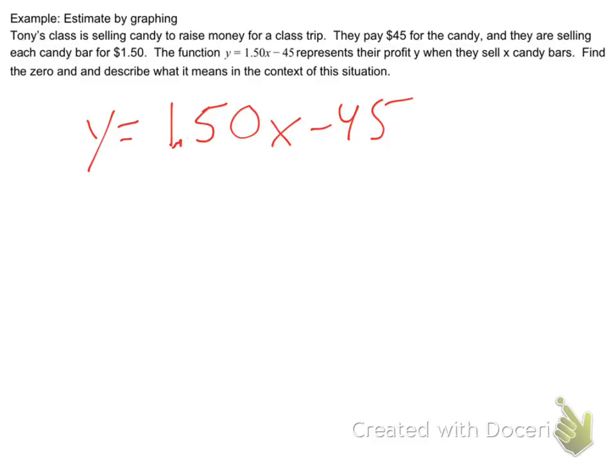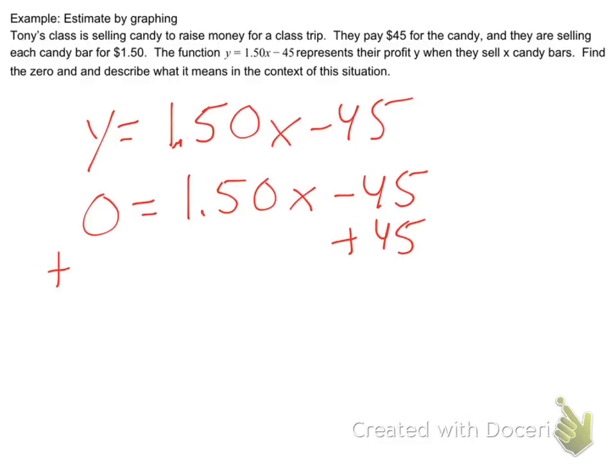If I wanted to solve that algebraically, I'm going to take the y out and put a 0. I want to know when does it hit 0, right? So 0 equals 1.50x minus 45. And every single one of us should be able to say, hey, I can solve this no problem. Carson, what's the first step? Add 45, because we got to do the opposite, right?